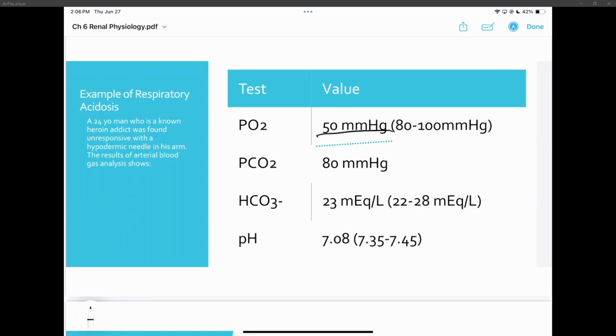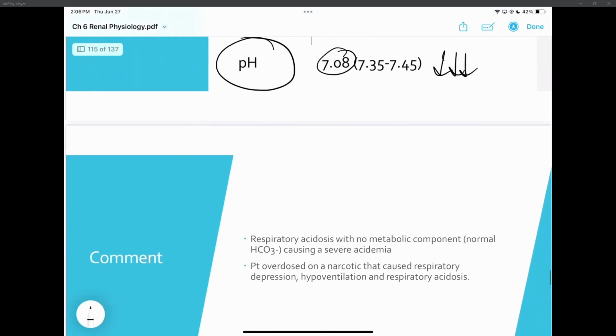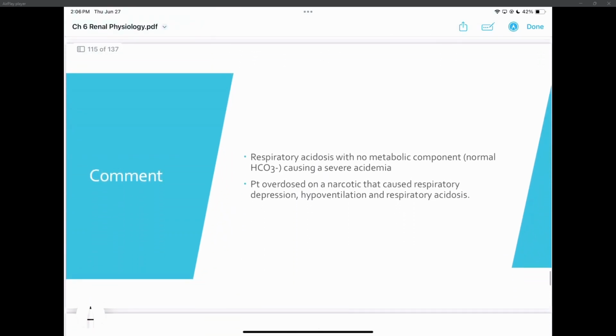PCO2, very high. Bicarb, normal. pH, acidic. Respiratory acidosis. Everyone good? So this one, respiratory acidosis with no metabolic component.